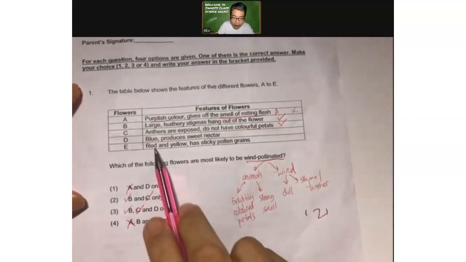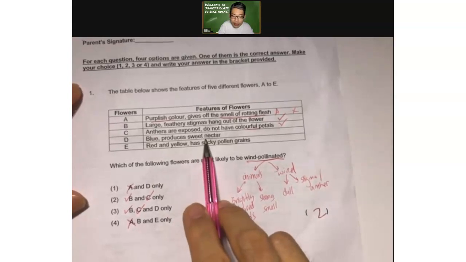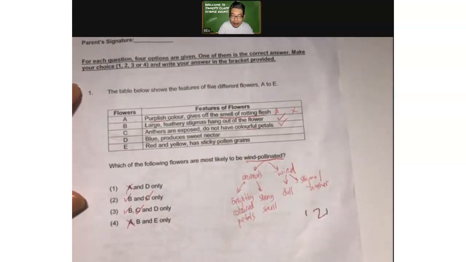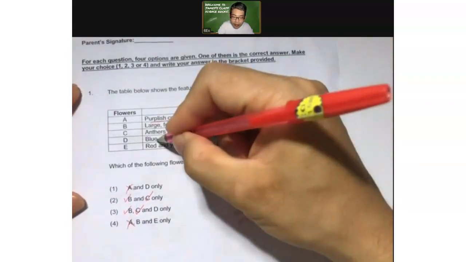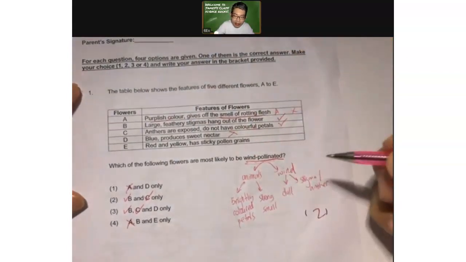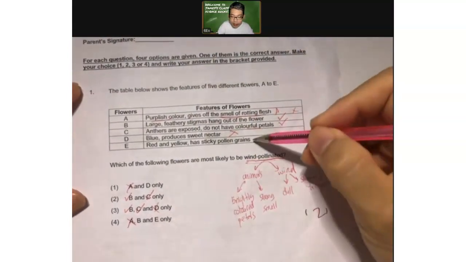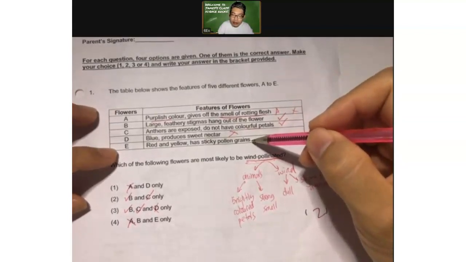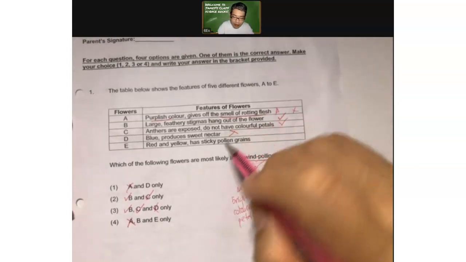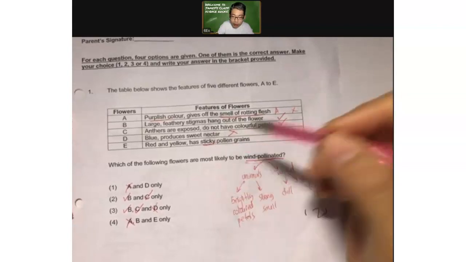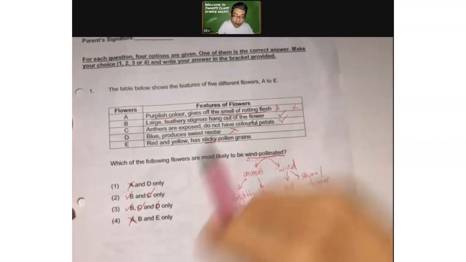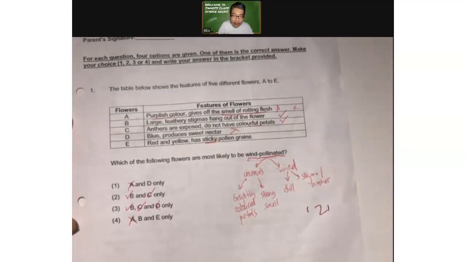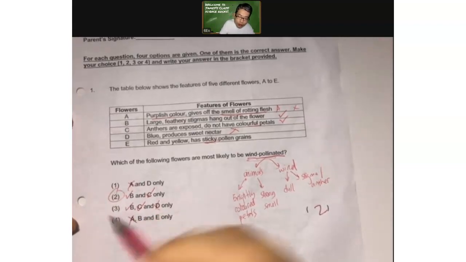How about D? It produces sweet nectar. Now this will attract insects, isn't it? But the question is not about animal pollinated, it is about wind pollinated. And it has this bright color, so I don't think this is the case. So D is out. Let's check E. E has nothing to do with it. All stigmas will have sticky parts. And if it's sticky, it means the pollen is going to stick onto the body of animals. It's likely to be insect pollinated or animal pollinated. So by looking at this and by eliminating the options, we have answer 2 as the answer.